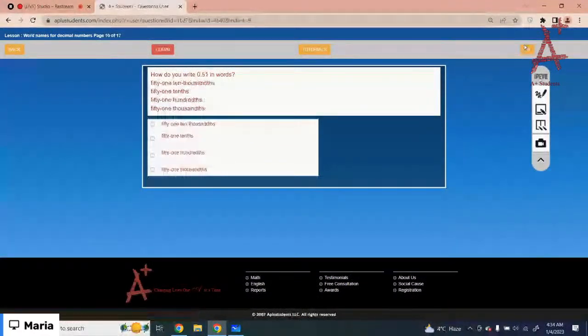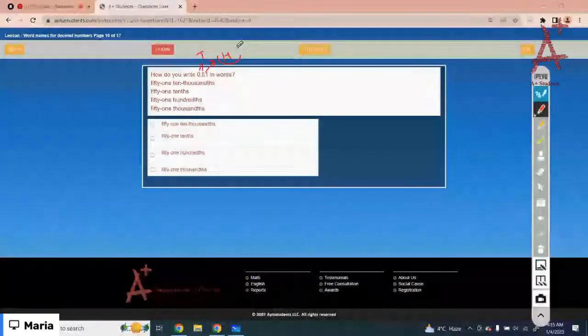How do you write 0.51 in words? So which of the options is the correct one? Just look at the place values. Got it? 5 is at the tenths position and 1 is at the hundredths position. So the last digit is 1, and 1 is at the hundredths position. Got it? So it would be 51 hundredths. Got it? So just select the option and click on the OK button.